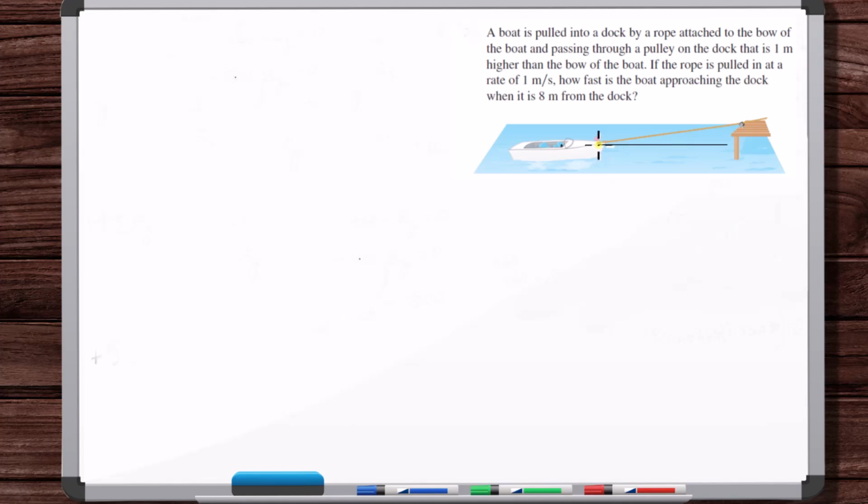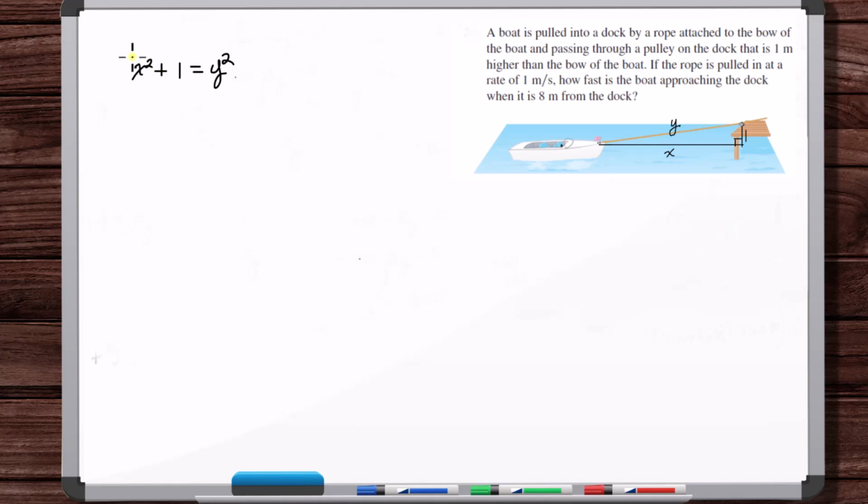So we'll call this x, and this is a fixed distance. The pulley on the dock is 1 meter higher than the bow of the boat, so that's 1. And then we'll just call this y, the length of the rope. So we can relate x and y with the Pythagorean theorem. x squared plus 1 is equal to y squared.